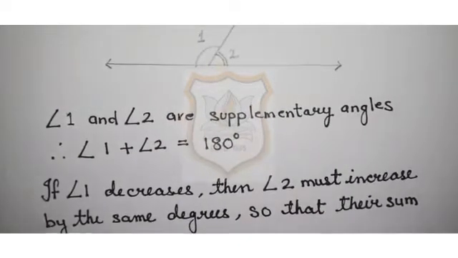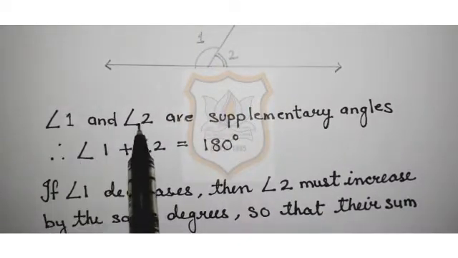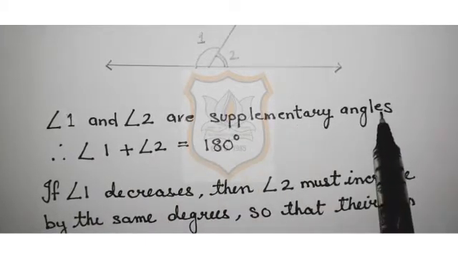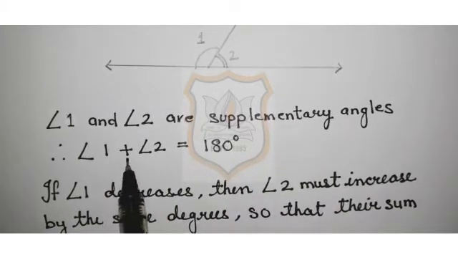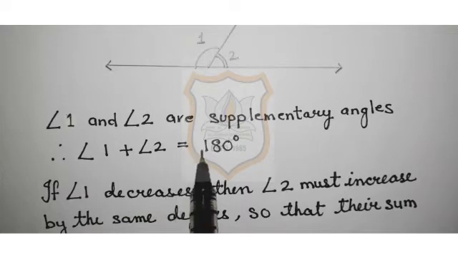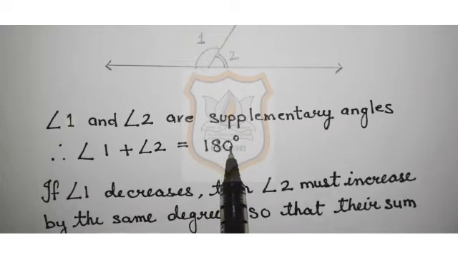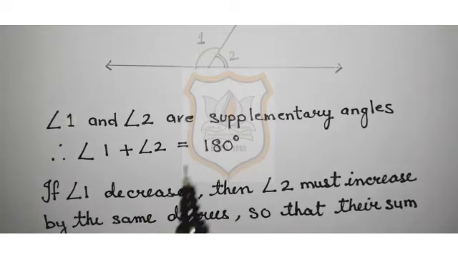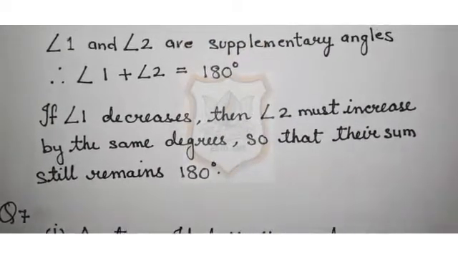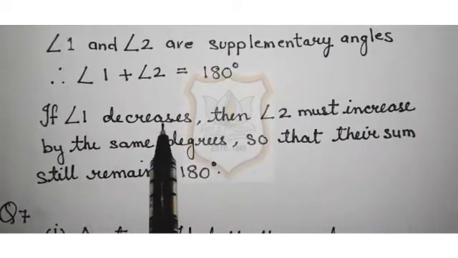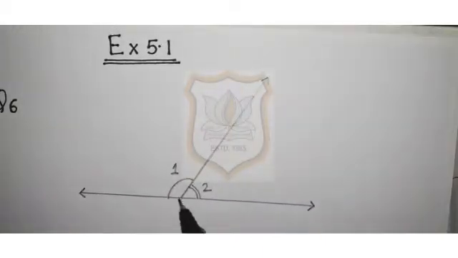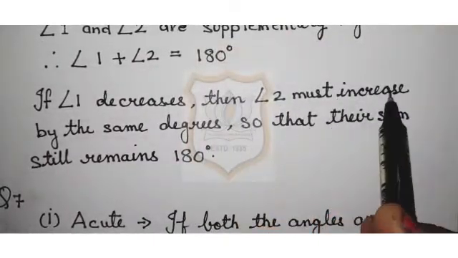So, what is given in the question? Angle 1 and angle 2 are supplementary angles. It means the measure of angle 1 plus the measure of angle 2 is equal to 180 degrees. As you all know, supplementary angle means 180 degrees. Now, if I decrease angle 1, then angle 2 must increase.